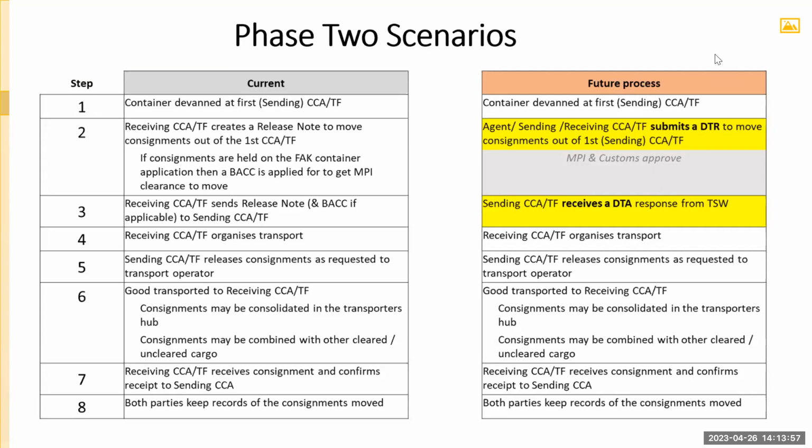Under a future process, it's quite similar except for steps 2 and 3 at the beginning, which are around the release note. The container is devanned at the first facility. Then the agent or the sending or receiving CCATF submits a DTR to move those consignments from the first facility to the second. The sending facility then receives a DTR response from TSW saying the goods are coming to their facility, and no release notes are required. Then it follows the same process after that: the receiving facility organizes transport and it carries on through the same process. It's just that starting point which is different.